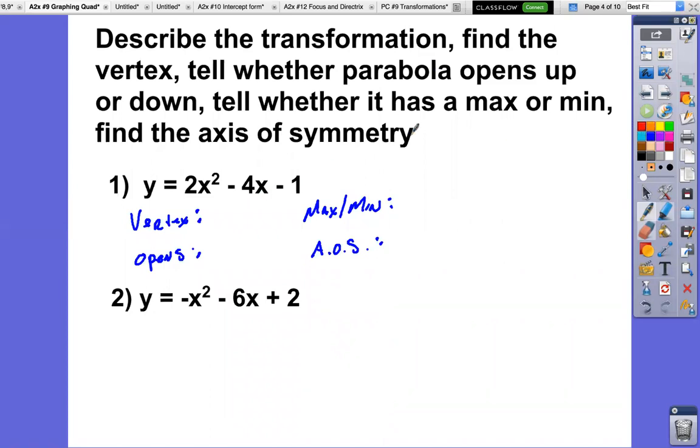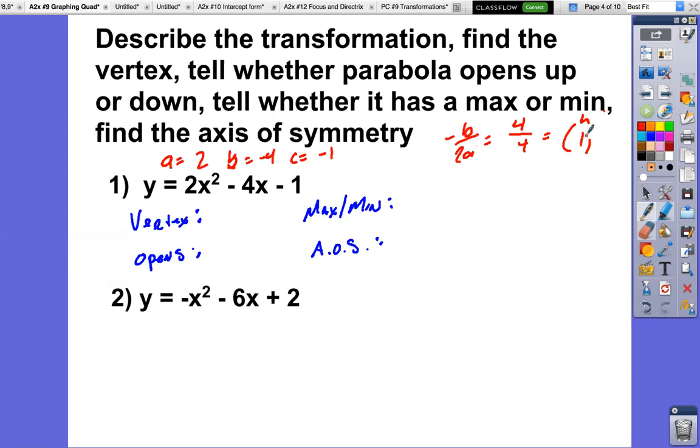To find the vertex, I need to know the opposite of B over 2A. Now, what is my value for A, B, and C? A is what? 2. B is? -4. And C is? -1. Perfect, thank you. So the opposite of B, if it's -4, the opposite is +4 over 2 times A. 2 times 2 is 4. So my vertex is 1 something, and that's the H value.